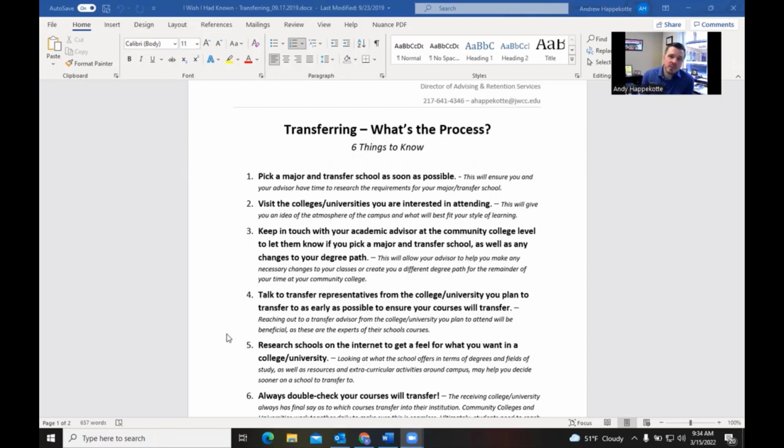But more importantly, I like to point out that as you're doing your research on institutions, one thing that we like to point out as advisors is if you are going about your research online and you have a hard time finding information, that's kind of a red flag for us.